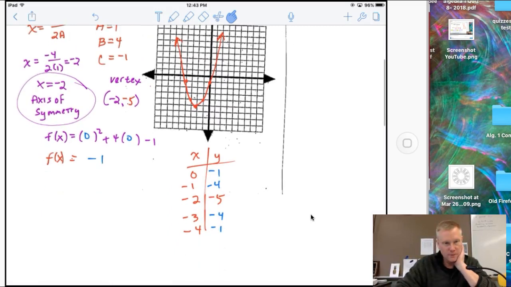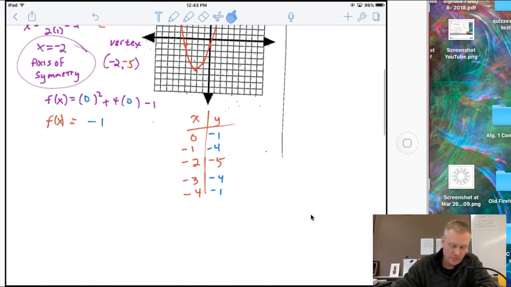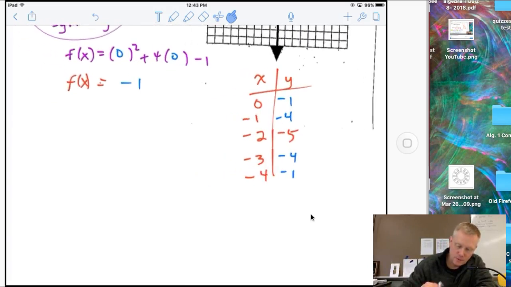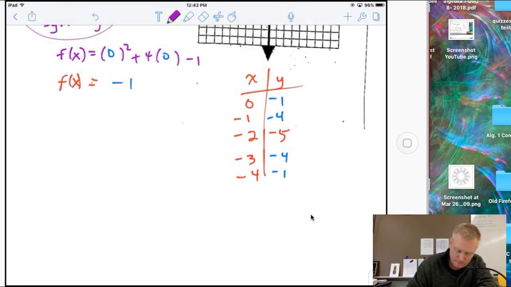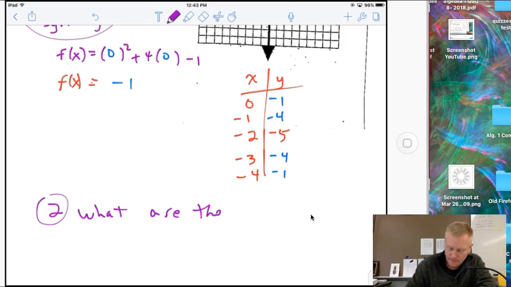All right, so that was number 1. Probably the hardest problem out of the bunch I'm going to do here. Number 2. What are the solutions to x squared minus 4 equals 0?